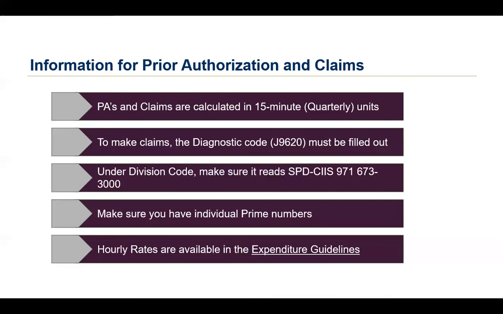To let you know, the hourly rates are available in the expenditure guidelines. But one of the things that will happen is when you put something in under agency RN, there's a certain procedure and specialty code that will put in the hourly amounts automatically. I believe so. But if you need to know what the hourly amounts are, and also remembering that these are quarterly units that you're going to be entering, you can find those in the expenditure guidelines.